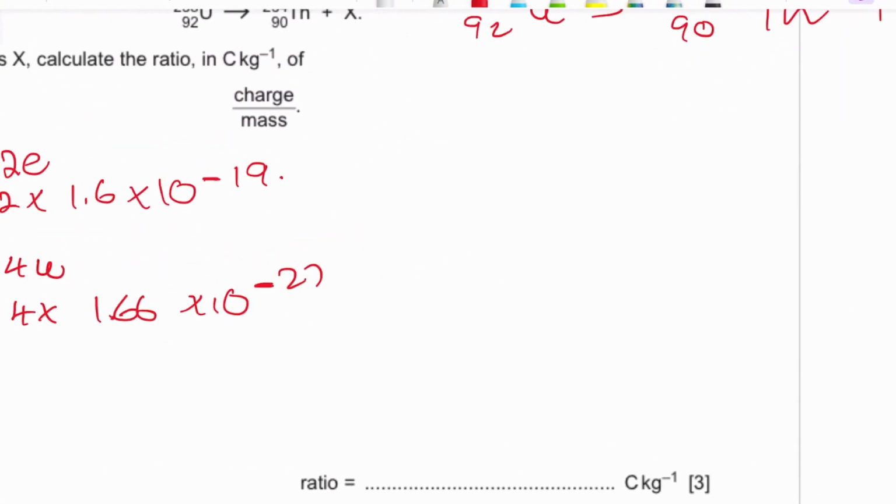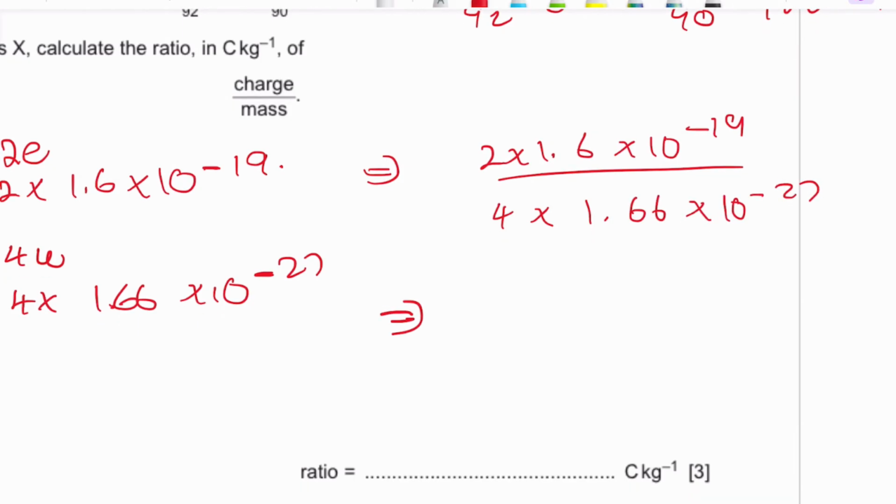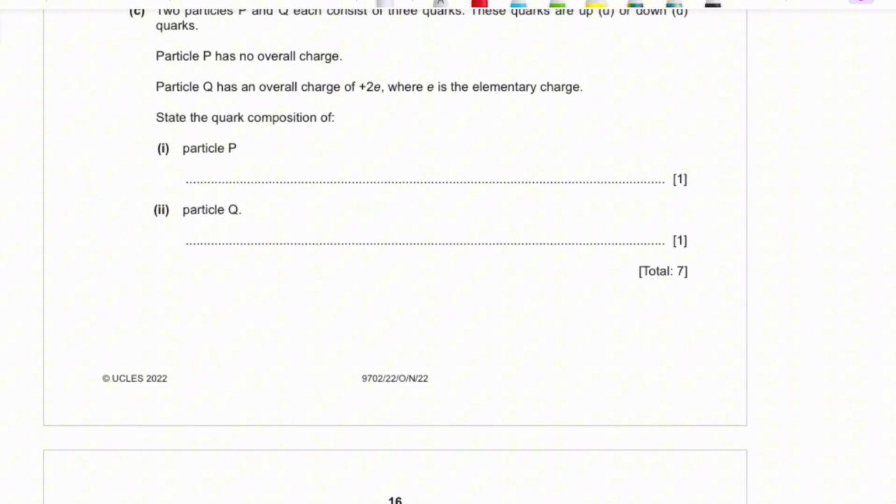So your ratio would just be 2 times 1.6 times 10 to the power of negative 19, divided by 4 times 1.66 times 10 to the power of negative 27. That gives you an overall answer of 4.8 times 10 to the power of 7. Okay, moving on to the last question.